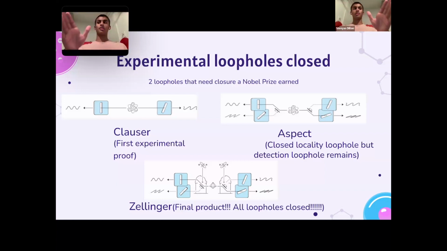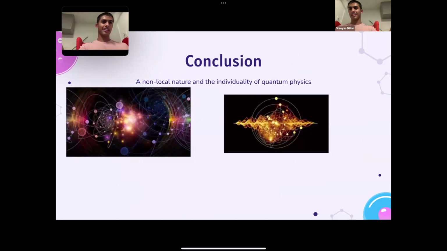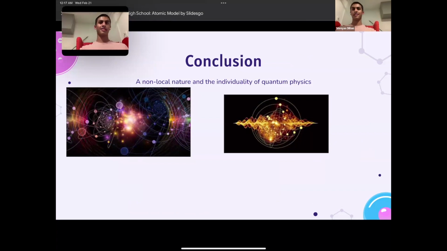There are some phenomena, pretty much entanglement is one of the primary ones, that make quantum mechanics such a unique field to study. And yeah, that's pretty much it. It's a non-local nature and it just really makes quantum mechanics such an individual field, in my opinion.